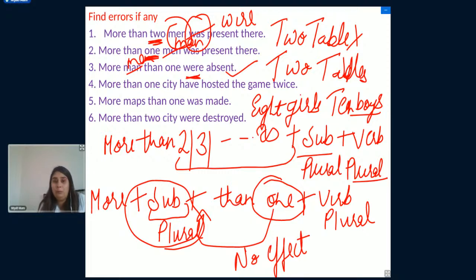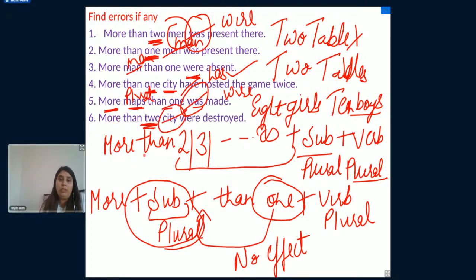More than one city have hosted the game twice. Now, more than one. With one, singular, city, right? Have is wrong. Now, with singular subject, verb should also be singular, has. More than one city has hosted the game twice. More maps, with more, plural, right? Was is wrong. With plural, verb should also be plural. More than two cities were destroyed. Now two, plural, plural subject. So more than two cities were, right. The subject is plural, verb should also be plural, totally right.